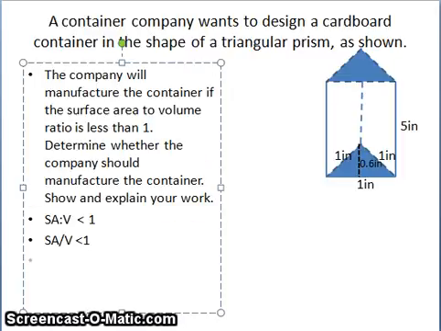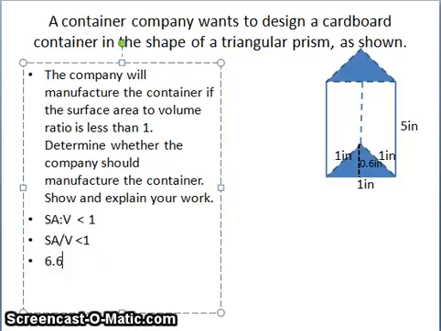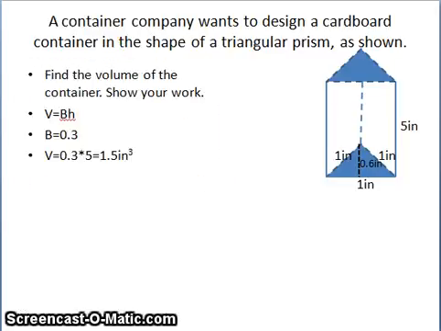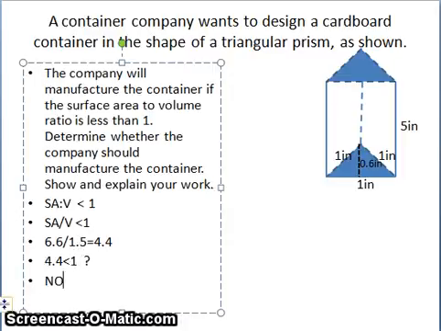I'm going to go back to the other work I did. Surface area was 6.6, and my volume was 1.5. So what is that fraction? If I divide that, 6.6 divided by 1.5 is 4.4. So is it true that 4.4 is less than 1? No! So they are not going to manufacture this container because the surface area to volume ratio is not less than 1.